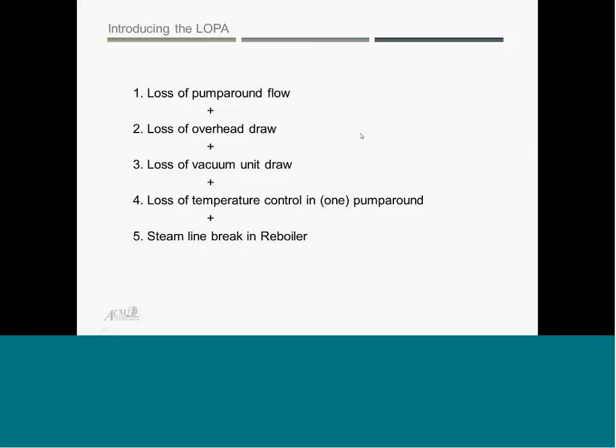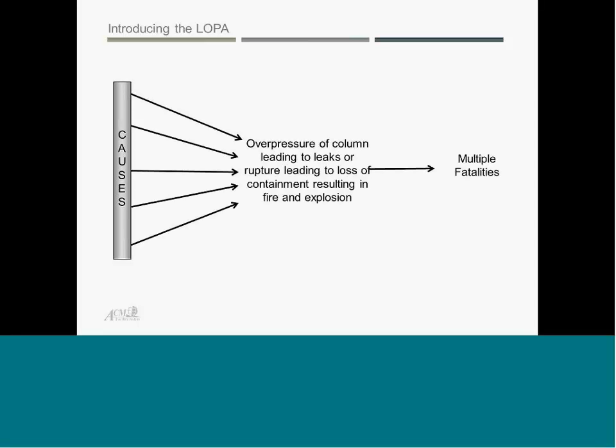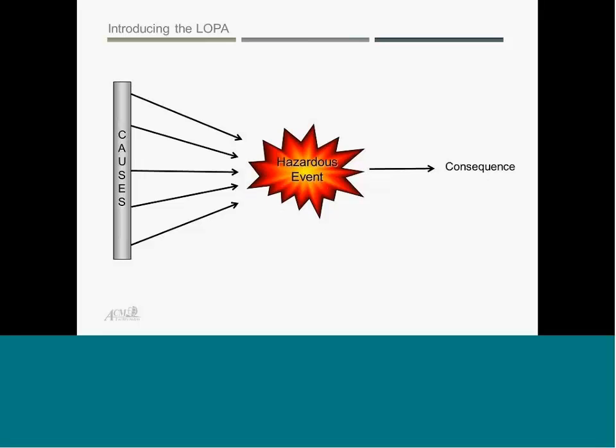A big difference between a LOPA and a HAZOP is in a HAZOP we only looked at one cause at a time. In a LOPA we're going to look at a whole bunch of causes at the same time. In this case, all 5 we identified in the HAZOP are going to be analyzed at once. We're going to analyze those because they all lead towards one overpressure scenario. Overpressure of the column, fire, explosion. And then in a traditional LOPA, we're going to look at only a single consequence, which is going to be your multiple fatalities in this case. Just generally, these terms are called a hazardous event and consequence. You can see lots of causes can lead to hazardous events. In this case, the hazardous event can lead to one consequence in a traditional LOPA.